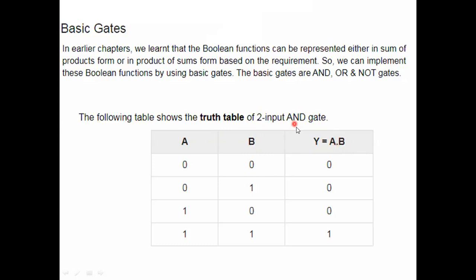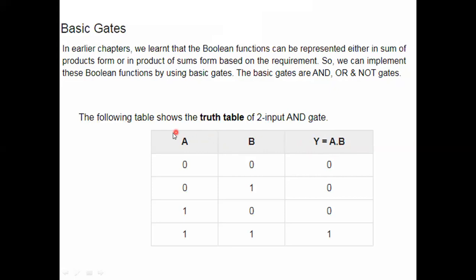The symbol for this AND gate is dot. Y is equal to A dot B. Here A and B are inputs, Y is the output. The expression is A dot B. The symbol for this AND gate is dot.